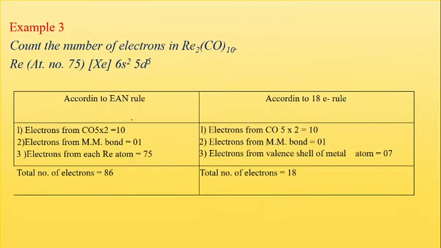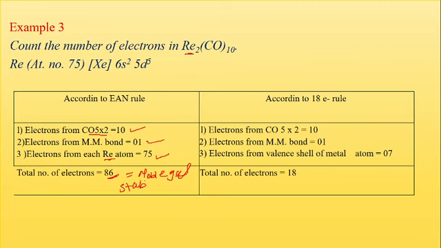Next, count the number of electrons of Re2(CO)10. Here there are 10 carbonyls, and we consider only one Re, so one Re contains 5 carbonyls. Five carbonyls give 10 electrons. There are 2 Re, so the metal-metal bonding is 1, and we count 1 electron. Rhenium has atomic number, that is total number of electrons, 75. So the total number of electrons is 86, which is equal to that of the noble gas radon.